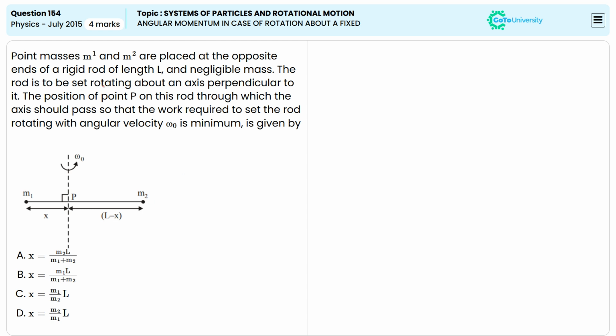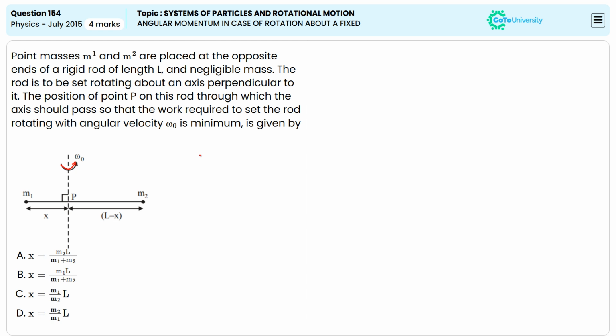The rod is to be set rotating about an axis perpendicular to it. The axis is perpendicular to this rod, and the rod rotates about it. The position of the point P on this rod through which the axis should pass, so that the work required to set the rod rotating with the angular velocity omega naught is minimum, is given by.